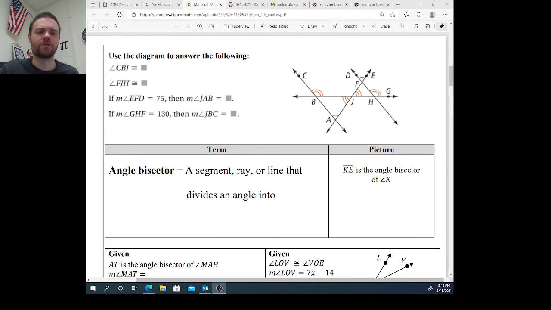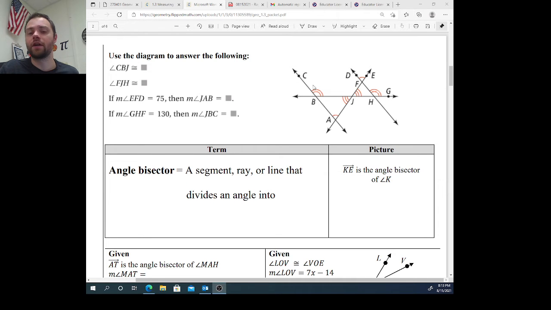Use the diagram to answer the following. It says angle CBJ is congruent to which one? So if I take a look here, I'm trying to find angles that are congruent. So I've got CBJ here. And if you take a look here, CBJ is going to be congruent to DHG.